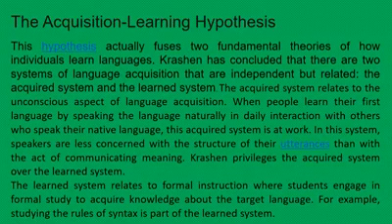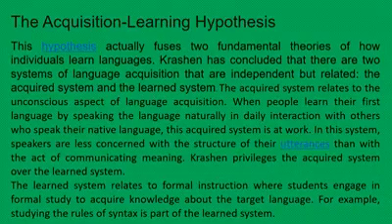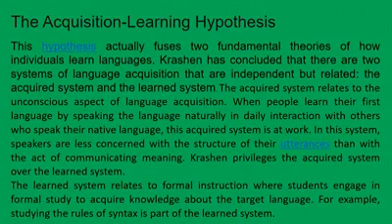This acquired system is at work. In this system, speakers are less concerned with the structure of their utterances than with the act of communicating meaning. Krashen privileges the acquired system over the learned system. The learned system relates to the formal instruction where students engage in formal study to acquire knowledge about the target language. For example, studying the rules of syntax is part of the learned system.